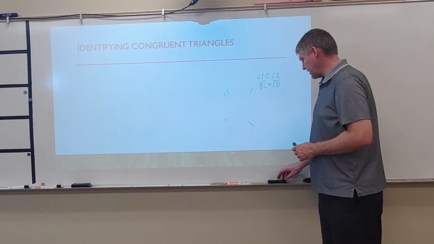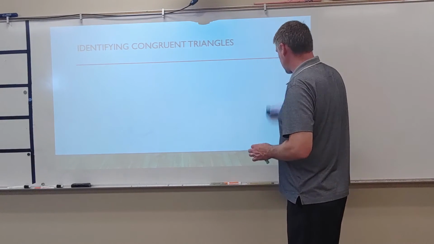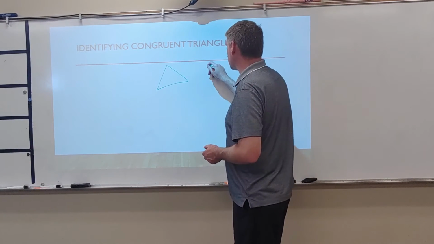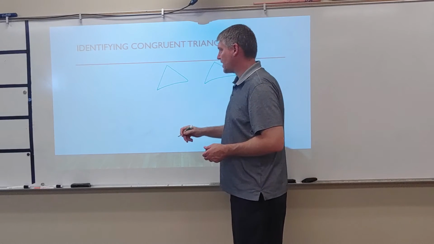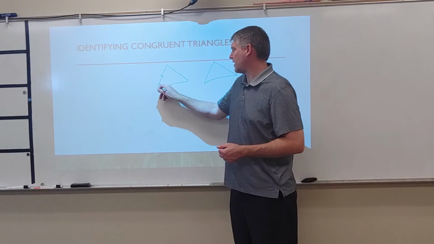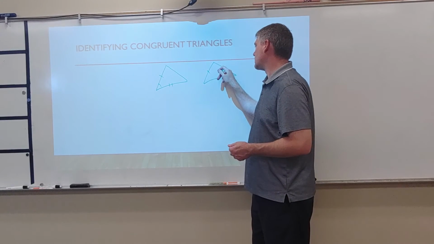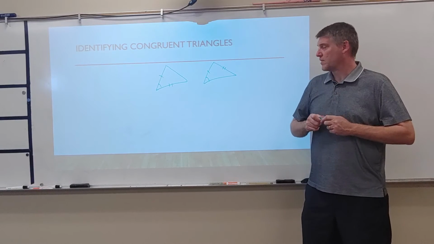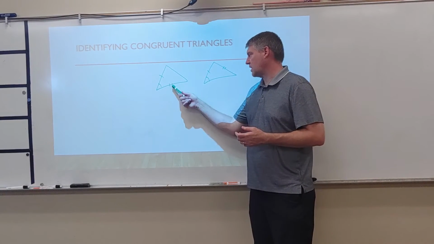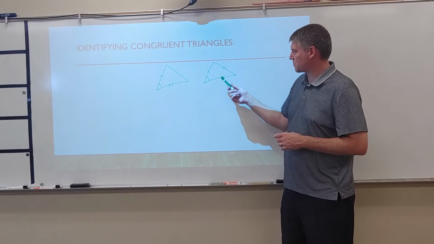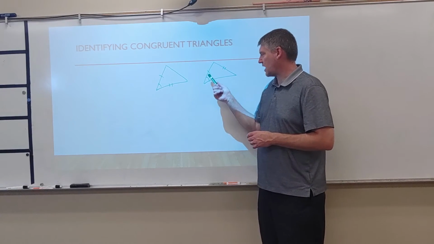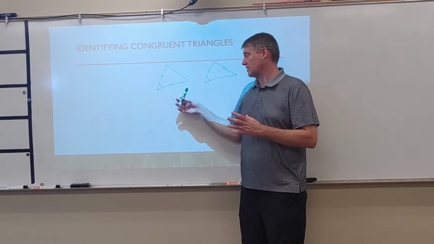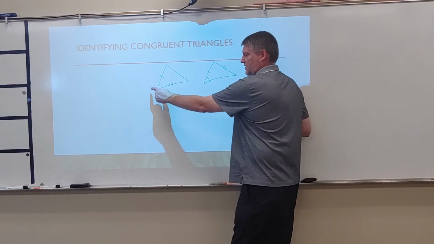Okay, so let's see if we can understand this. Here's my triangle, here's my second triangle. Are those two triangles congruent? You look at it, you have side, angle, side, but when we do that circular approach, we have side, side, angle. They have to be in order. I don't know if these are congruent or not, because I have to have that included angle.